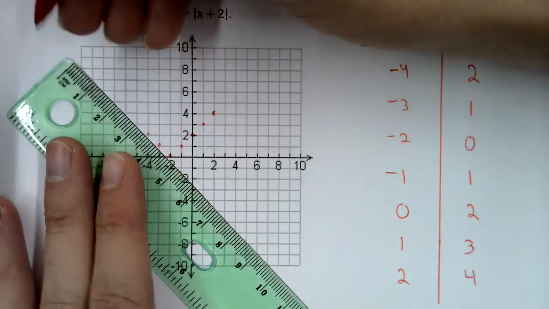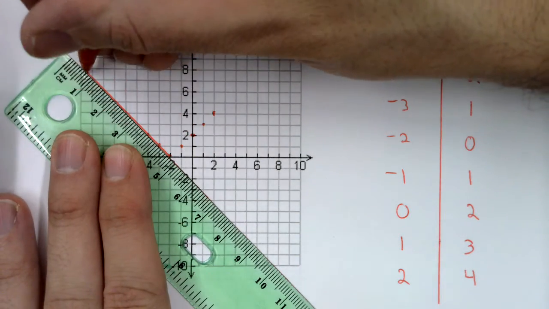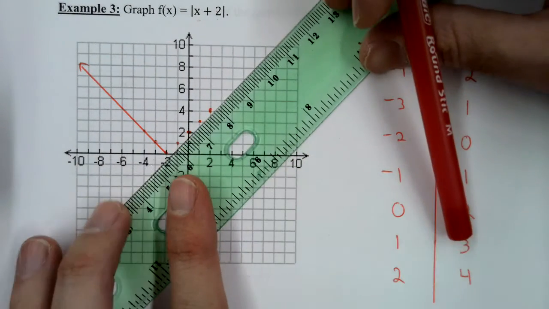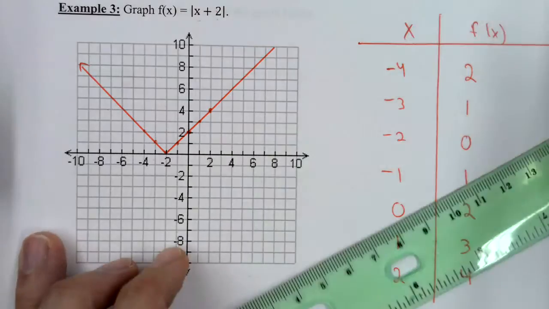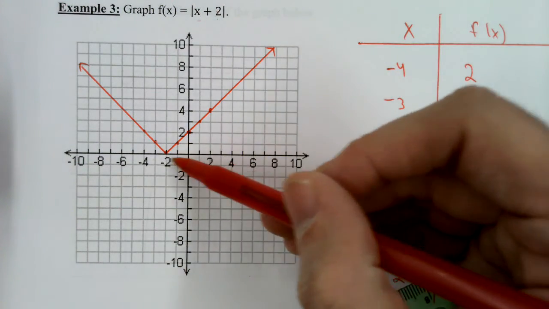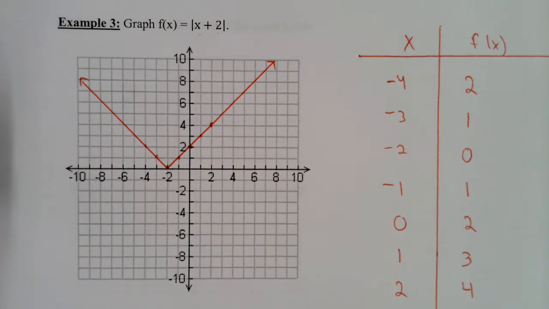So again, think back to what I said in the beginning of this problem. This should be the parent function shifted left 2. That plus 2 means shift left 2. So you can see I shifted it left 2. Okay, next page.